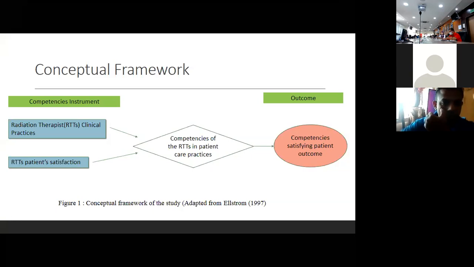saya silap dekat situ patient care tu sepatutnya RTTs in clinical practice. So yang ini konsep support work akan menggunakan kompetensi instrumen yang akan saya berikan kepada RTTs, clinical practices dan juga patient cancer. So outcome dia adalah kompetensi satisfying patient outcome. Yang ini saya ambil daripada studi yang diadapt daripada studi from 1997.